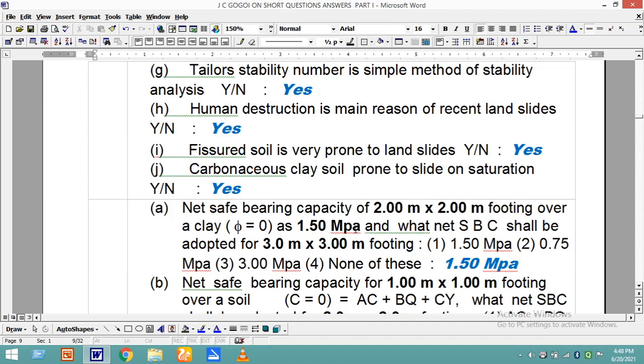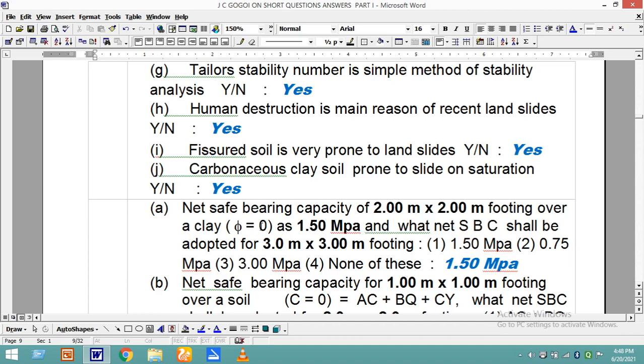Net safe bearing capacity of a 2 meter by 2 meter footing over a clay with phi equal to 0 is 1.5 MPa. What net SBC shall be adopted for a 3 meter by 3 meter footing? 1.5 MPa is given in the chart. Mark the answer: 1.5 MPa, 0.75 MPa, 3 MPa, none of these.